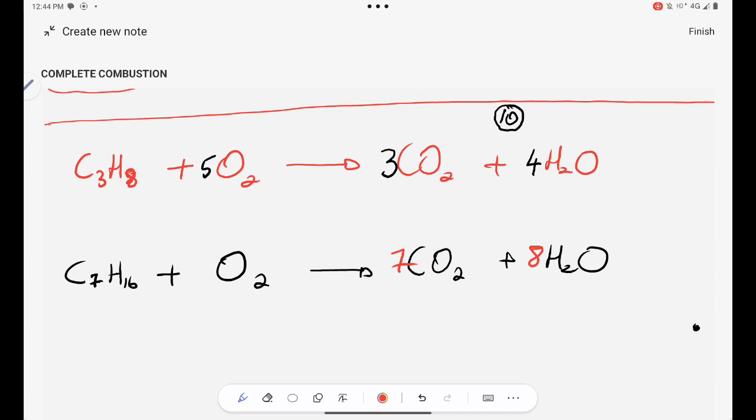And then now let's check for the number of oxygens. For the number of oxygens, I have 7 times 2, which is 14, plus 8. 14 plus 8 will simply give me 24. The coefficient of oxygen there should just be half of that number. So half of 24 is 12. Now let's check whether everything is balanced or not. I have 7 carbons on both sides, 16 hydrogens on both sides, and 24 oxygens on both sides.